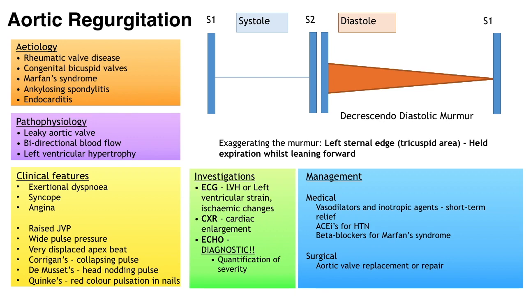Management-wise, again, is split into medical and surgical. Now, for an acute patient, we're going to stabilise them first with inotropes, vasodilators, and then we're going to do an urgent aortic valve replacement or repair. In chronic patients, if they're asymptomatic, they will be given reassurance, and if they have a normal left ventricular ejection fraction, they will be seen yearly for a routine echocardiogram. However, if they have an ejection fraction less than 50% or they are symptomatic, then they will be given an aortic valve replacement or repair. If they are a non-surgical candidate, then they may be offered a vasodilator therapy or a transcatheter aortic valve implantation.